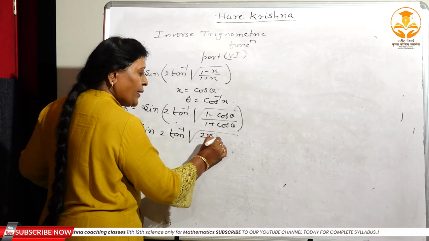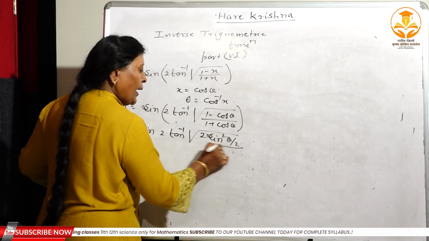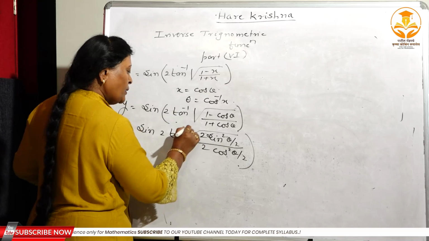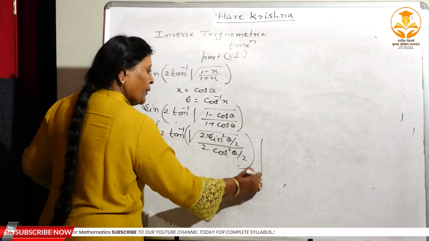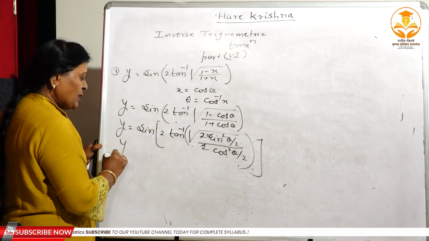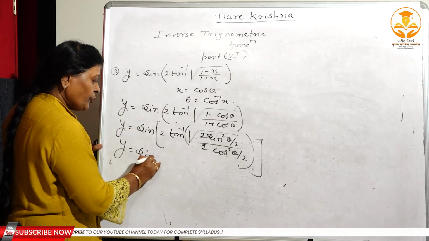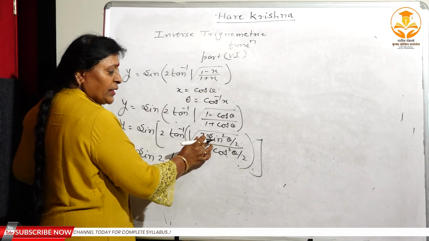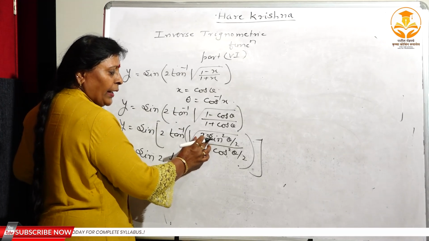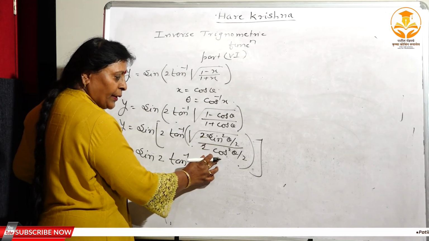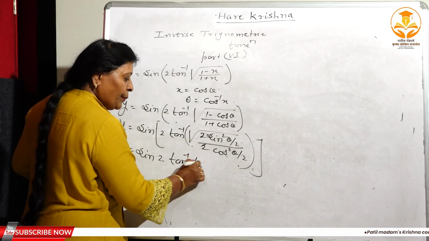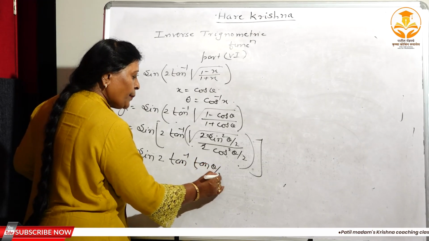theta is 2 sine square theta by 2, and 1 plus cos theta is 2 cos square theta by 2. Right? Again 2 get cancelled. Y is equal to sine of 2, again tan inverse, the square root of sine square theta by 2 and the square root of cos square theta by 2, that is sine theta by 2 divided by cos theta by 2, means here you have got tan theta by 2.